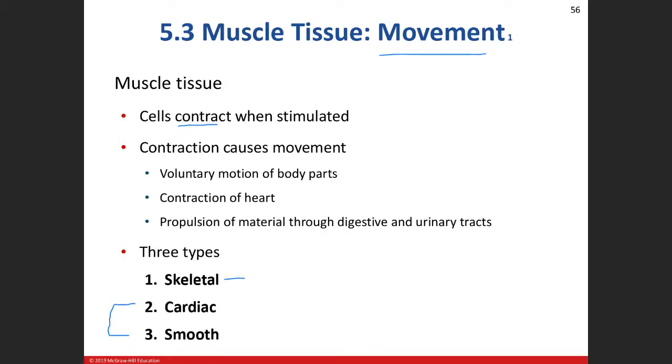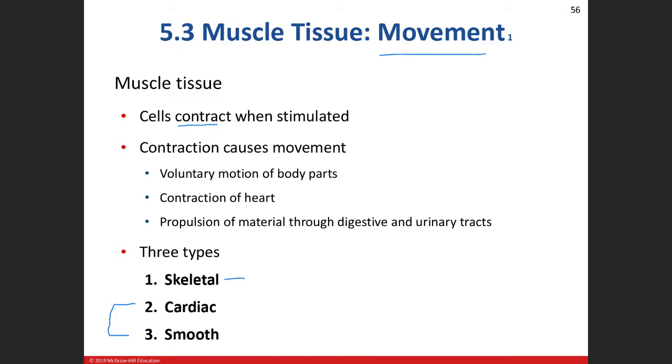You cannot. So, cardiac, it's only found in one place, in the heart, specifically the middle layer of the heart wall, which is called the myocardium. And what is its job? To move blood, pumps the blood.